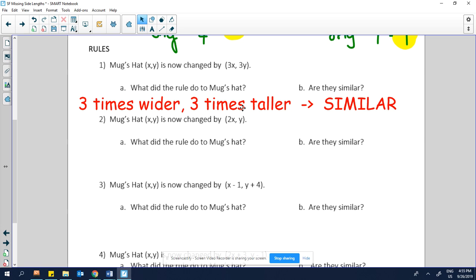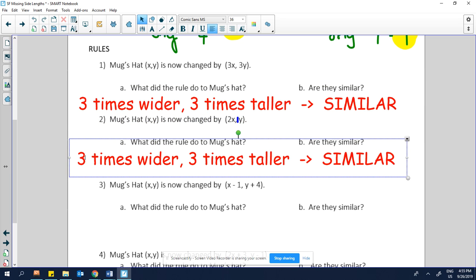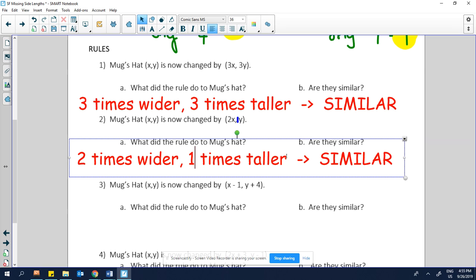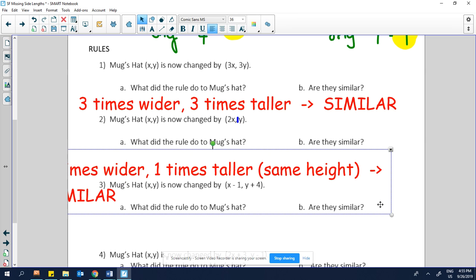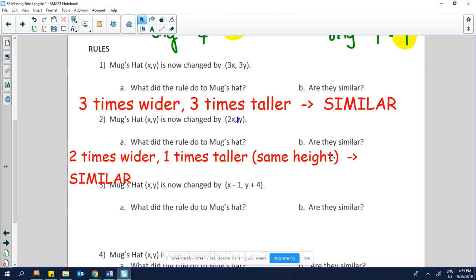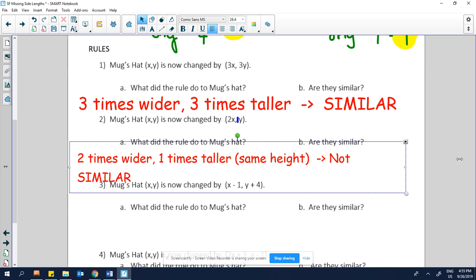Okay, now you try number 2. And remember that if there's no number there, there's secretly a 1 right there. All right, so this one makes it 2 times wider and 1 times taller, which is really keeping it the same height. Would that be similar? No, because we have not multiplied by the same number for x and y.